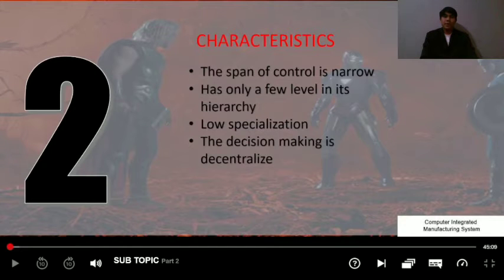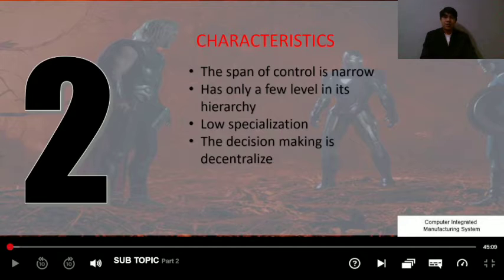Next, I will explain about characteristics. There are 4 characteristics of CIM. The first is that the span of control is narrow. The concept of span of control, also known as management ratio, refers to the number of subordinates controlled directly by a superior. A narrow span of control means the manager does not have a lot of subordinates.